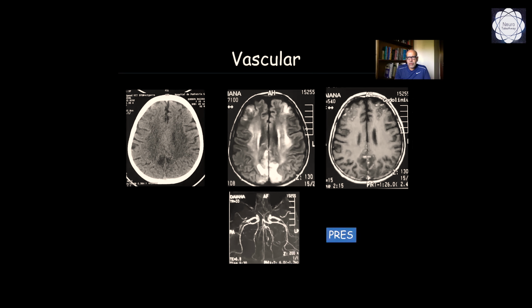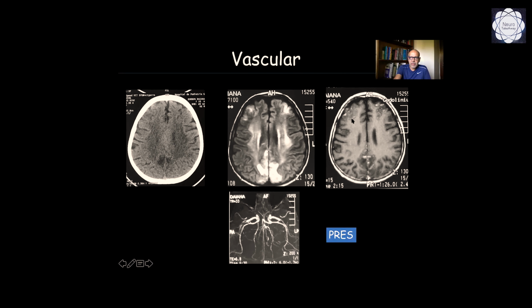Now let's go to vascular complications. There are many. One of the most common is posterior reversible leukoencephalopathy syndrome. As you know, PRES is very frequently found in this context. This is a typical case with bilateral symmetric hypodensities on CT at the subcortical level, especially in the posterior part of the brain, but there are many atypical findings.